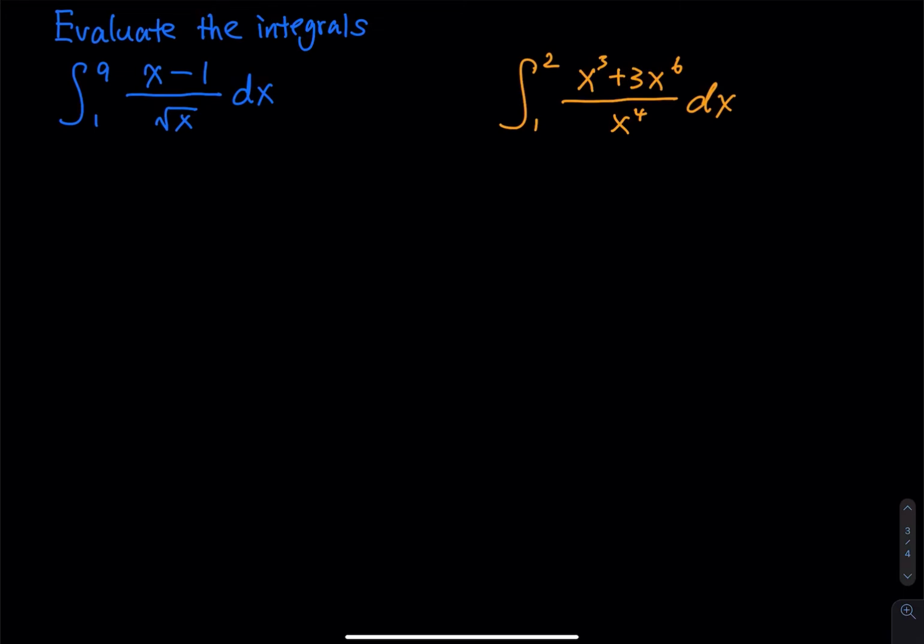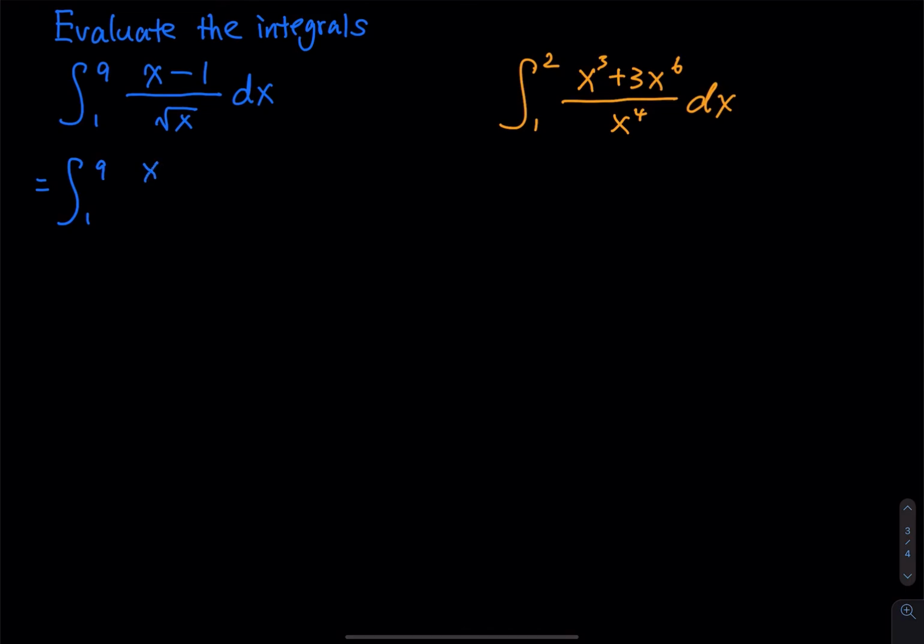Let's evaluate these two integrals. In these two integrals, look at the integrand. The integrand is a rational function. We have something on top, something on the bottom. So in this case, there is one thing that you have to do immediately: you have to rewrite the integral like this. That is the same thing as the integral from 1 to 9.